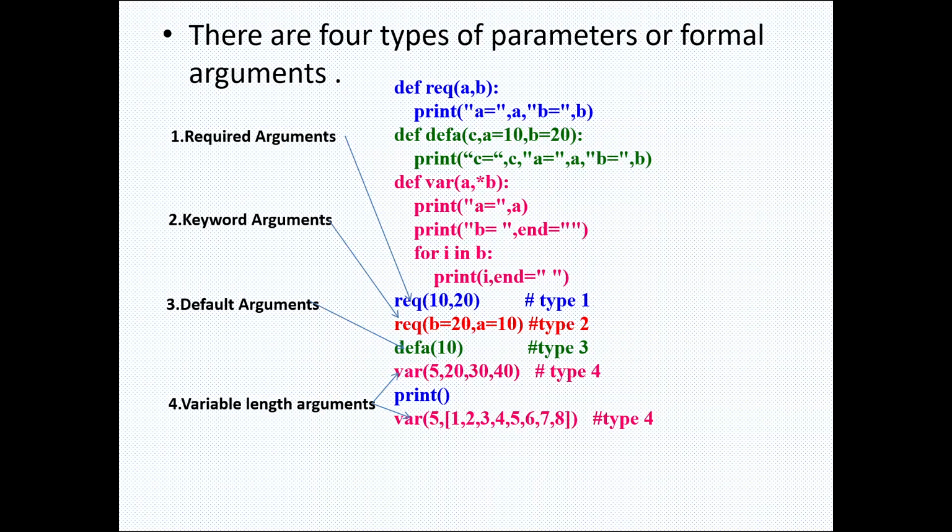There are 4 types of parameters or formal arguments. First one is required arguments. At the time of calling, the arguments should be passed to a function in correct position and order. Here we use the correct positional order, the same as the parameter order. Furthermore, the number of arguments should match the defined number of parameters. Here we used 2 parameters a, b. In the same way, we used 2 arguments 10, 20 in the same order.